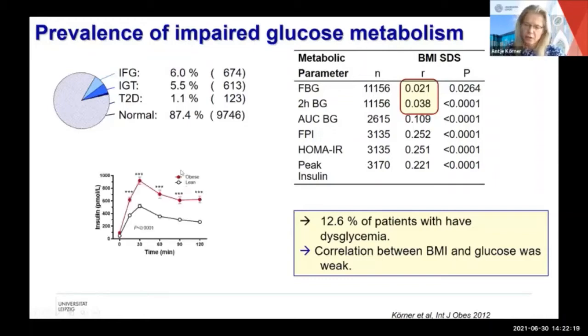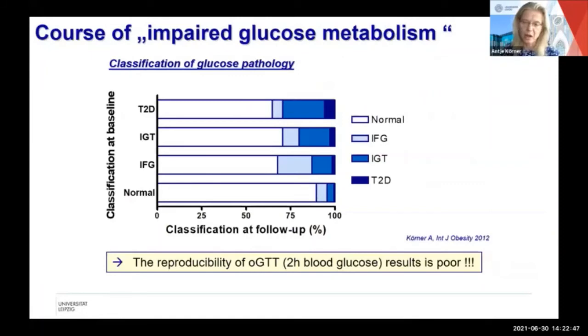And actually, if you look in more detail, for example, at the insulin response to a glucose stimulation, then you see that in children with obesity, the insulin response is doubled. So the body needs to secrete twice as much insulin to respond to those glucose challenges. So the question really is, do we have the right parameters?